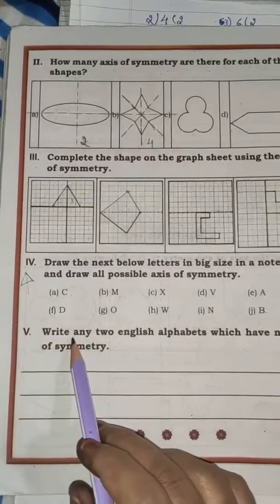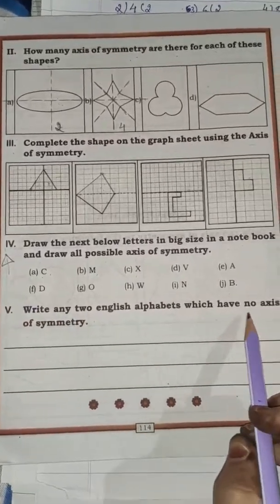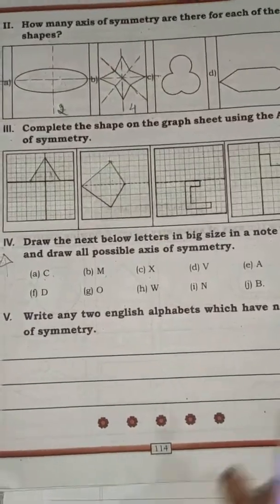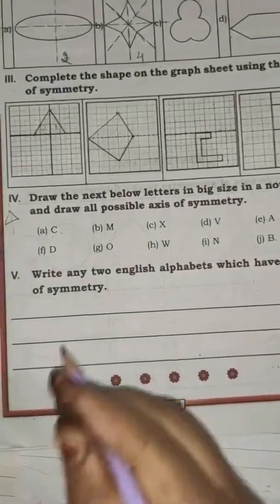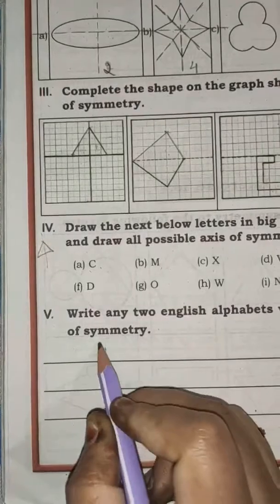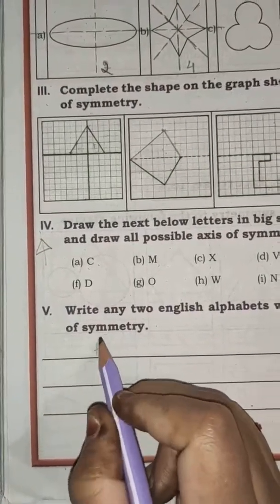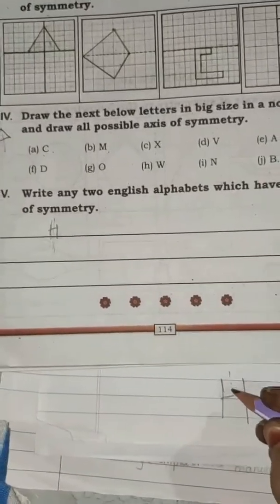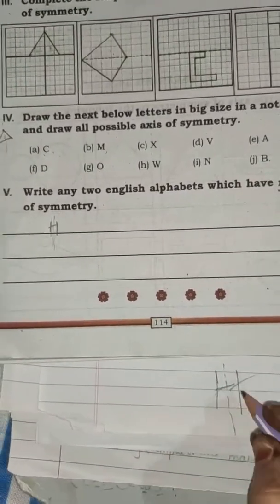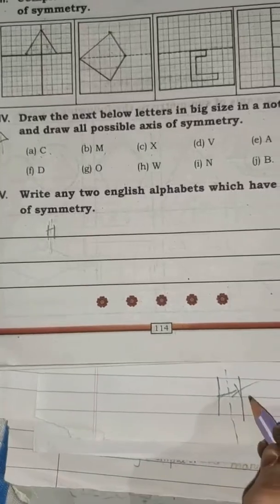Next is fifth one. Write any two English alphabets which have no axis of symmetry. Here you have to write any two English alphabets which have no axis of symmetry. Okay, for example, I will take H. If I take the H, I can cut the H into two equal parts. Yes or no? See here. This is H. Means I can cut it into two equal parts here. So this is not a correct one. Means it is having symmetry.